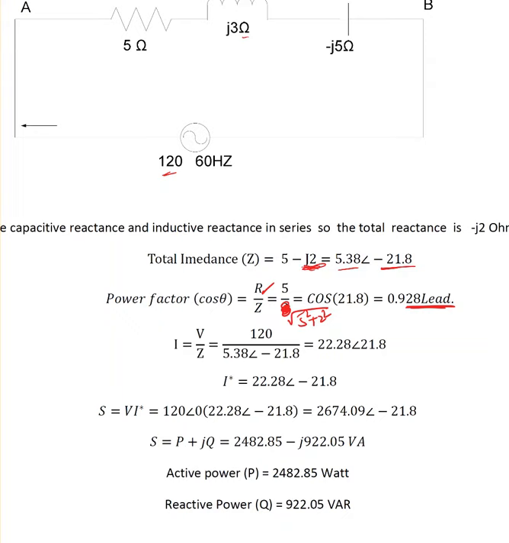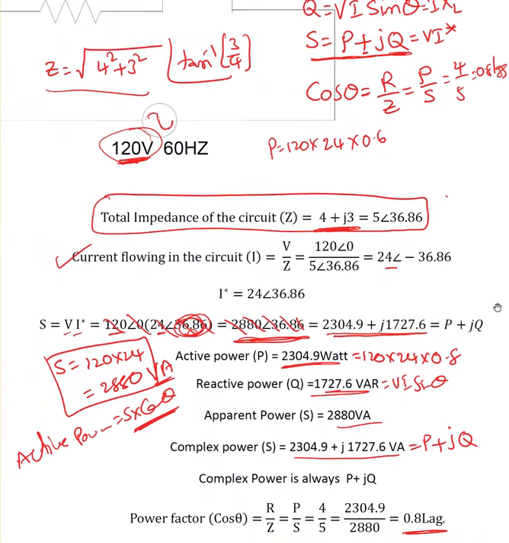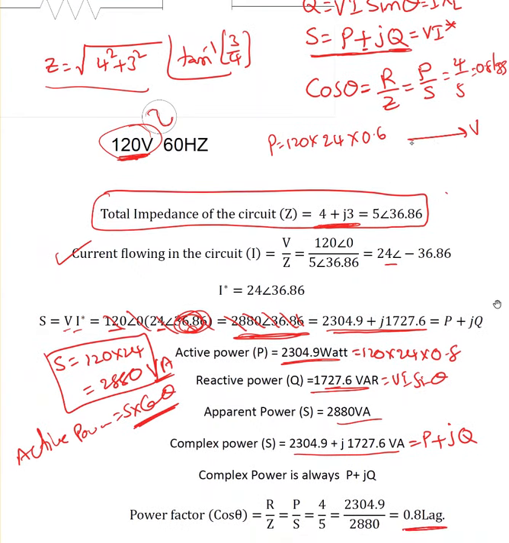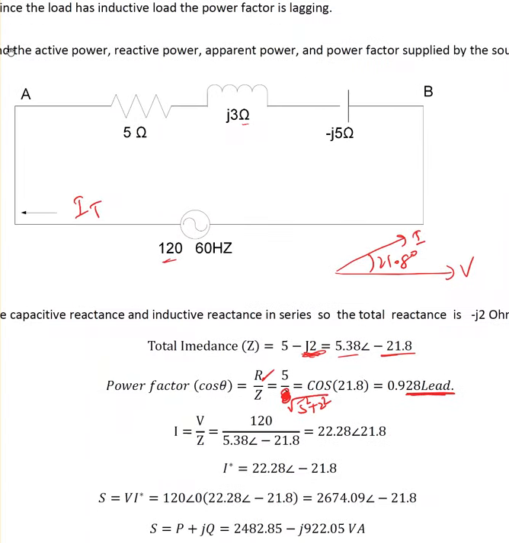Leading is nothing but basically, when you draw the vector diagram, here is my voltage, the final current I totally is going to be leading at 21.8 degrees. Okay, that's what the leading indicates. In the previous case, lagging indicates, here is my voltage and current is going to be lagging at 36.86 degrees. That's what the lagging indicates. Okay, so that's what leading and lagging tells you.